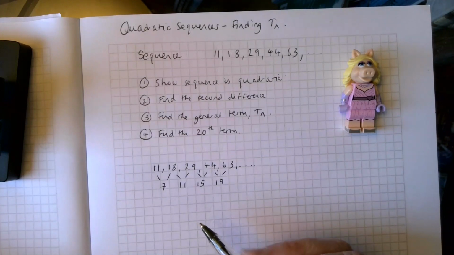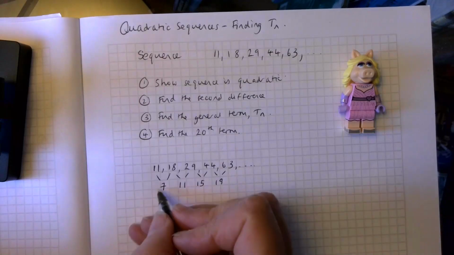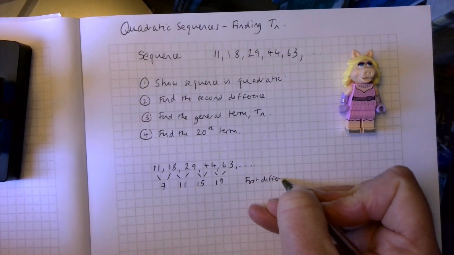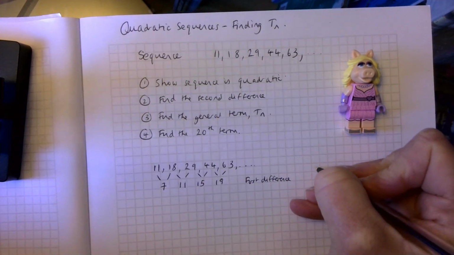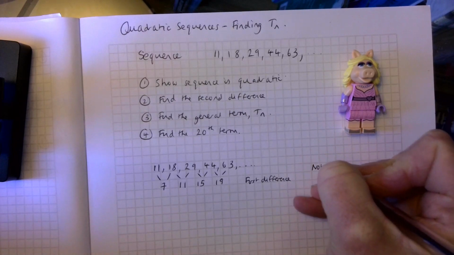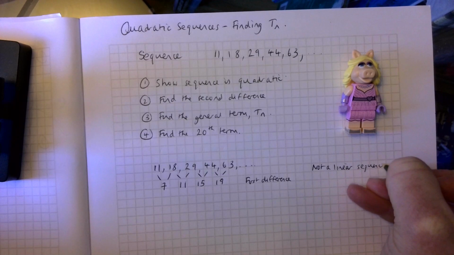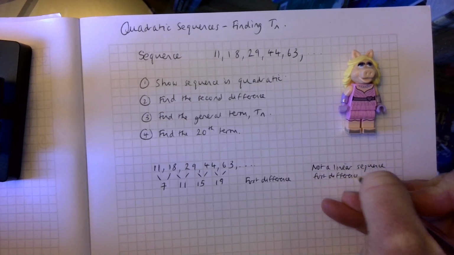I just changed the lighting here to see whether I can get rid of the shadow, which I have. Okay, so this is called the first difference. If this was a linear sequence, then the first difference would be the same each time. It would be constant. The first difference is not constant, so it's not a linear or arithmetic sequence, as the first difference is not constant.